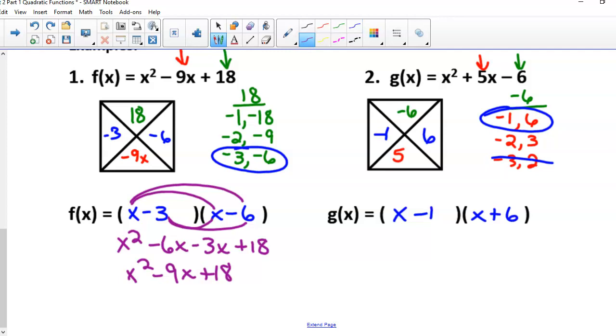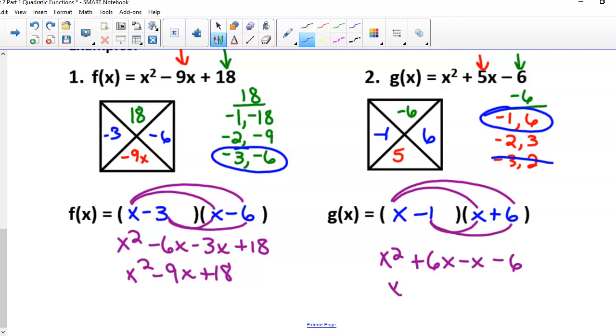So we have factored. Now, again, we need to check it. x times x is x squared. x times 6 is 6x. -1 times x is negative x. And -1 times 6 is negative 6. If we combine our like terms, we get x squared plus 5x minus 6. Was that the original problem? Yes, it was. So we are good to go.